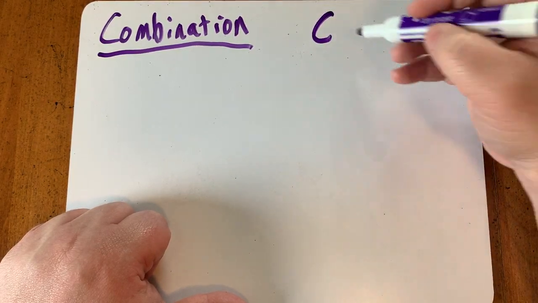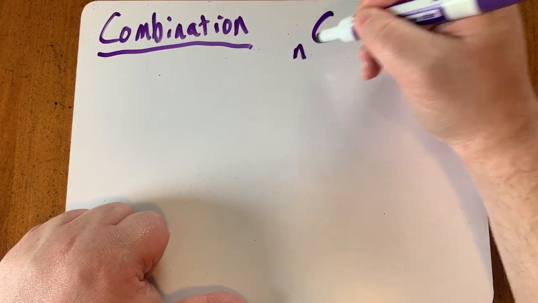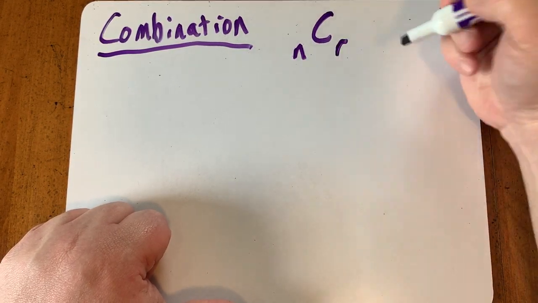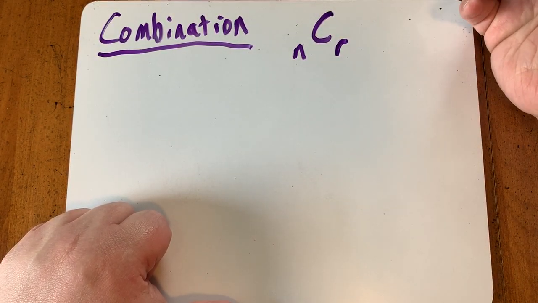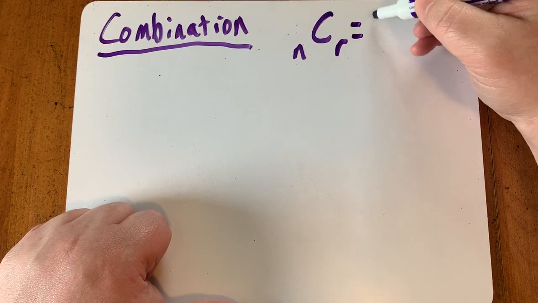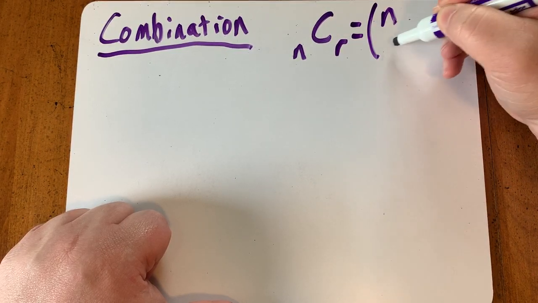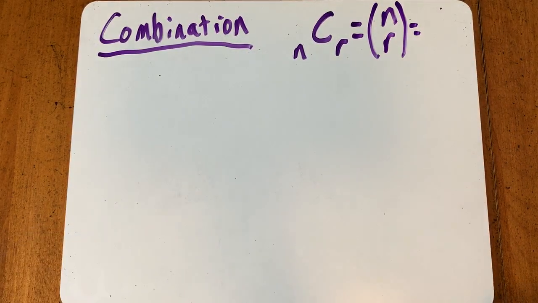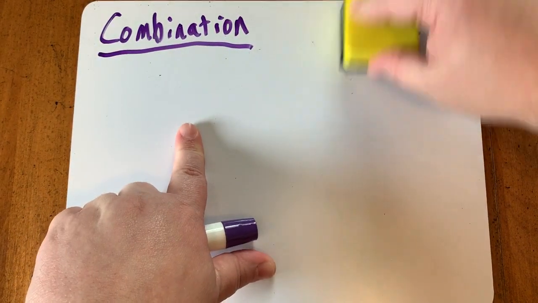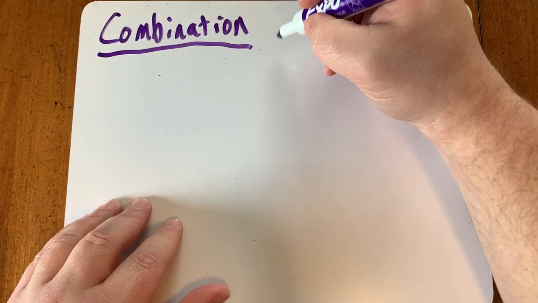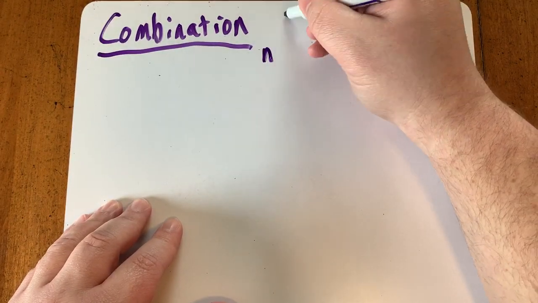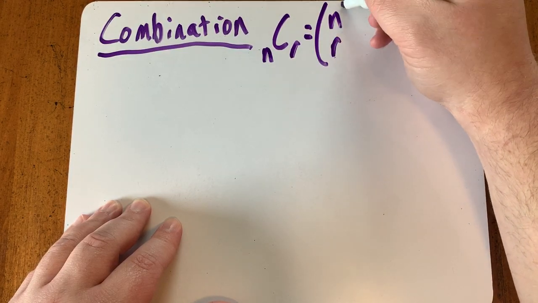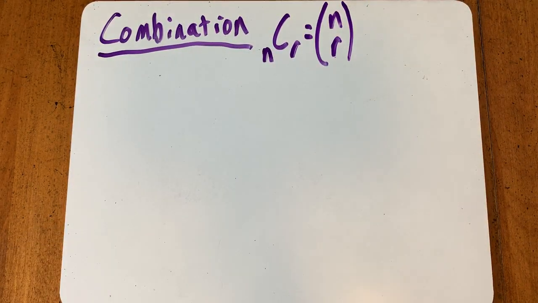So instead of a P, it's a C. The subscript in front is the number you have to choose from. The subscript after is how many you are going to be using. Another representation of this is n choose r. These mean the same exact thing. I'm going to need a little more room to write the formula afterwards, so I'm just going to move it back some. All right.